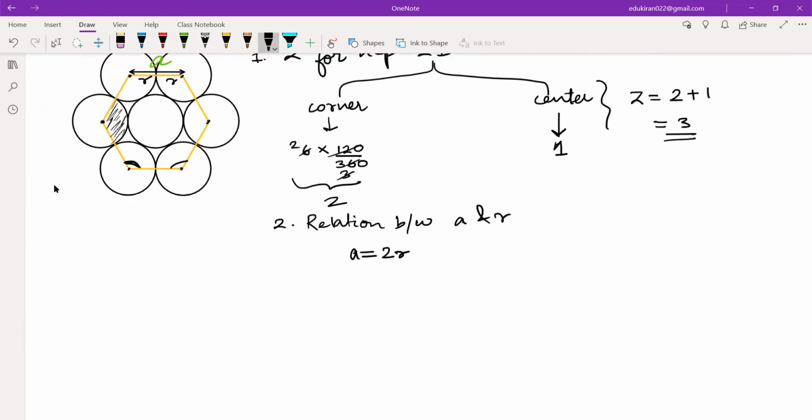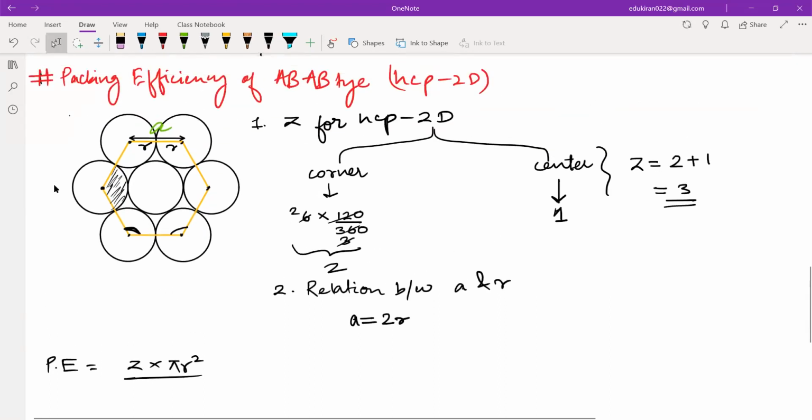Now let us go on and calculate the packing efficiency. So the packing efficiency will be equal to Z into pi R square divided by the area of the hexagon. Can anyone tell me what will be the area of the hexagon?